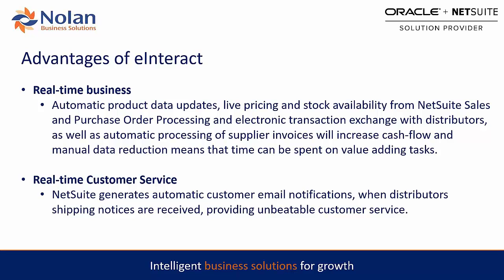So this, as I said, means that at any point in time, you can see exactly, for a certain item that you're selling to a customer, how many are available from certain distributors, what their current stock level is, how many they've got in stock, what the price is, etc. There's also real-time customer service. NetSuite generates automatic customer email notifications when the distributor's shipping notices are received, leading to unbeatable customer service.